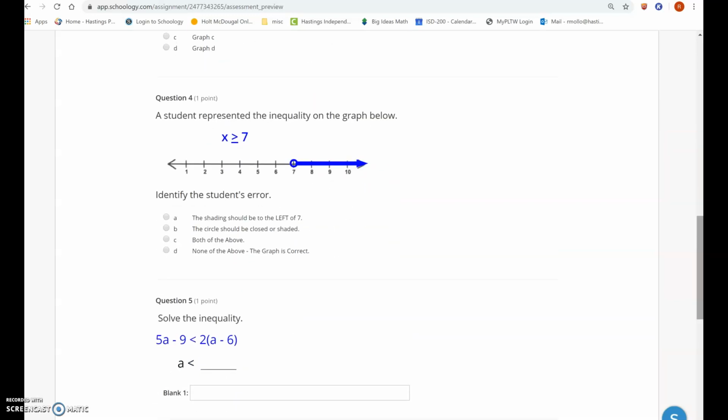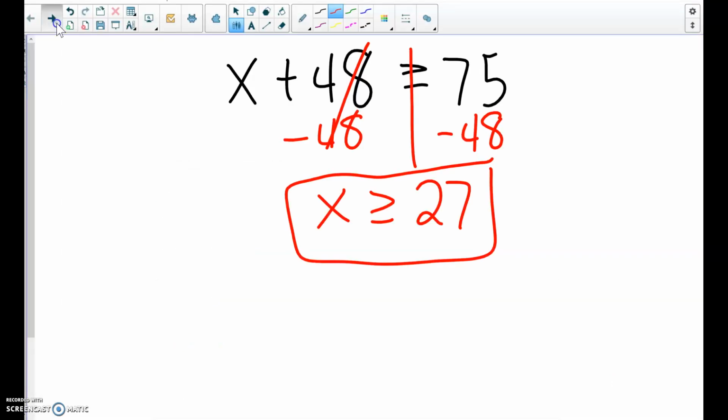This one, a student represented the inequality x is greater than or equal to 7 on the graph below. There's the graph there. We need to find the student's error. And like what I was talking about last time, that is a greater than or equal to sign, so that circle should be filled in or shaded. So option B. All right, for the next 3, we'll go over to the whiteboard.